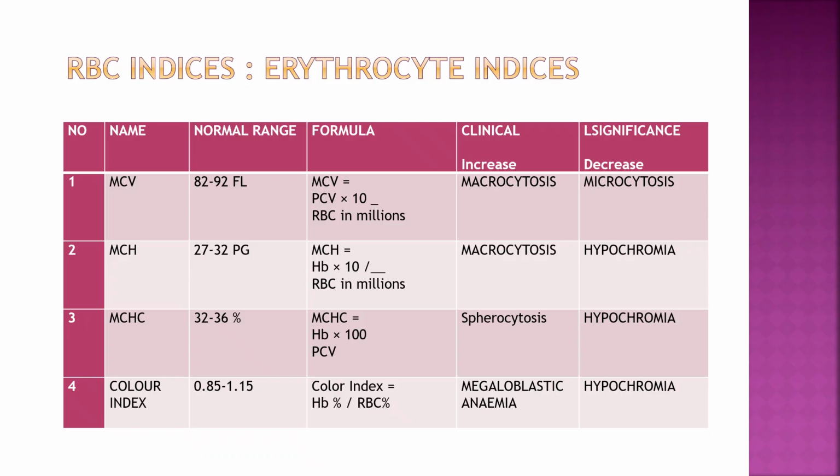So these MCV, MCH, MCHC are called blood cell indices or erythrocyte indices or Wintrob's constants, and they are used for the morphological classification of anemia. Thank you.